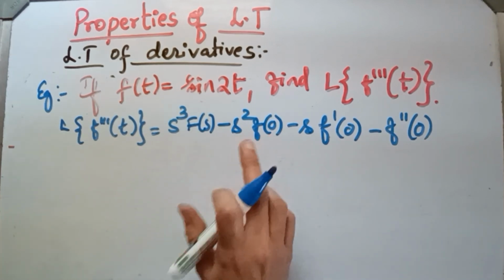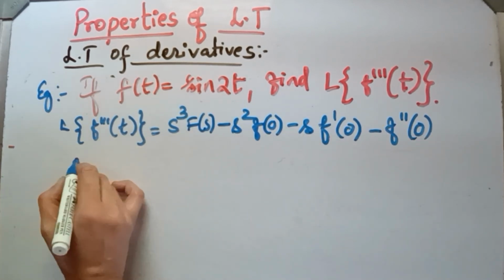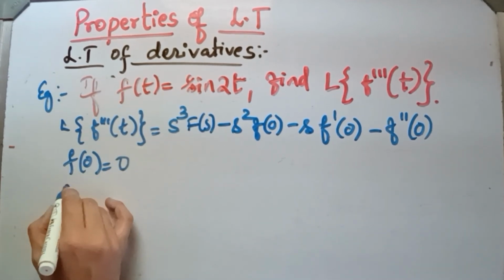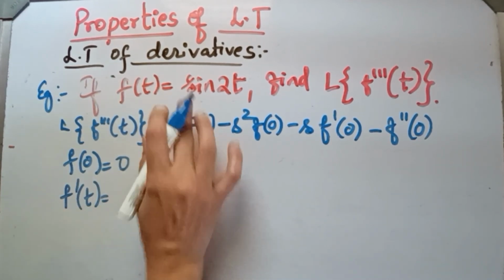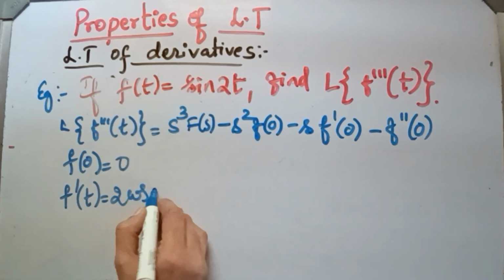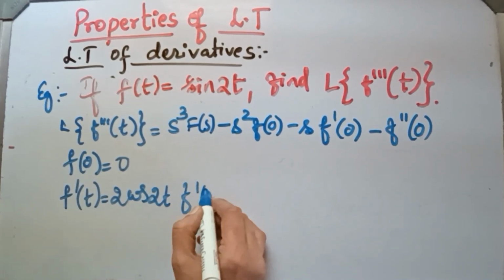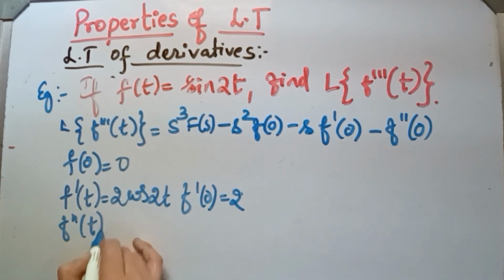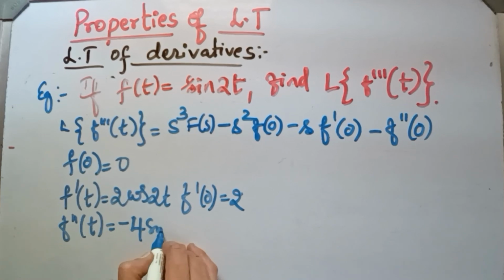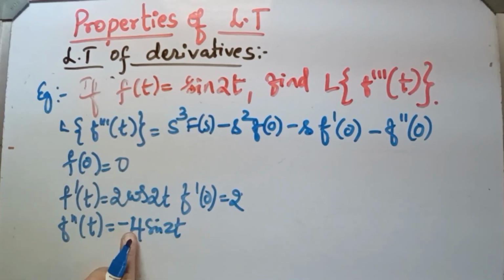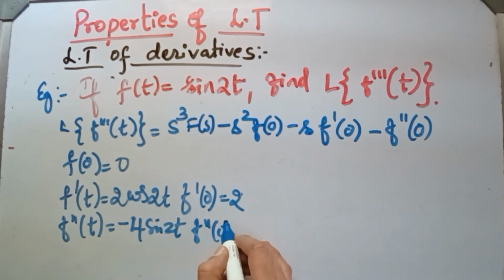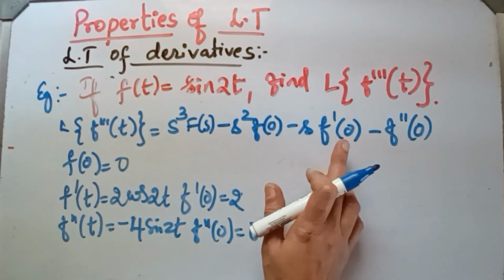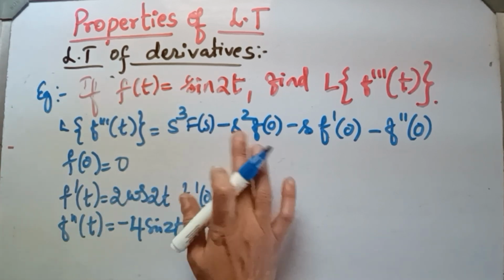Now I want f of 0, f dash of 0, f double dash of 0. So what is f of 0? f of 0 is sine 0, which is 0. So what is f dash of t? The derivative of sine 2t is 2 cos 2t. So f dash of 0 equals 2 cos 0, which is 2. Then f double dash of t equals minus 4 sine 2t, because the derivative of cos is minus sine. So f double dash of 0 equals 0 because sine 0 is 0. So I got f double dash of 0, f dash of 0 and f of 0. Next I want F of s.